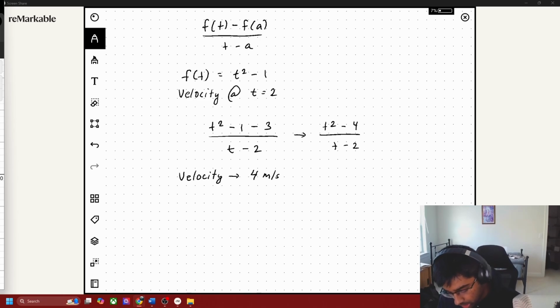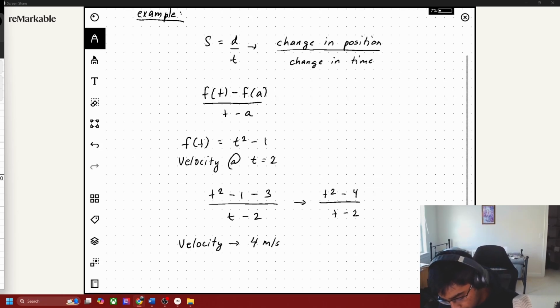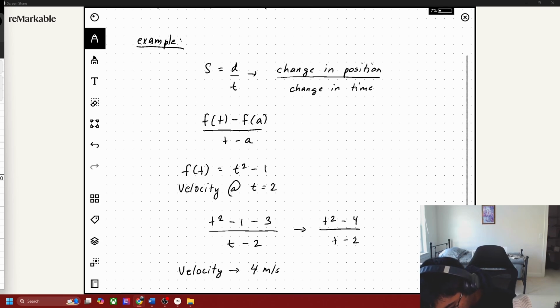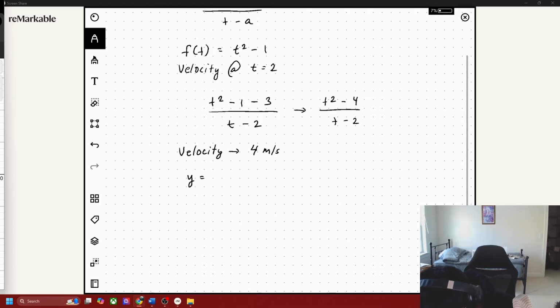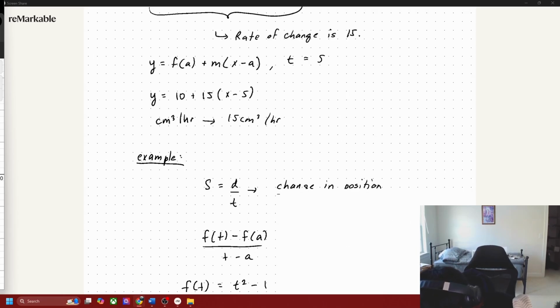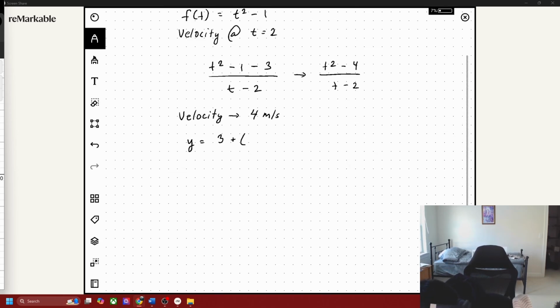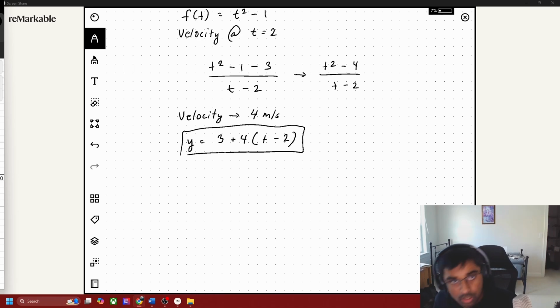So if you want to make your tangent line equation, you can just make it as y equals 3, I'm forgetting the formula, plus 4 times t minus 2. So that's your mathematical sentence. And yeah, that's your answer.